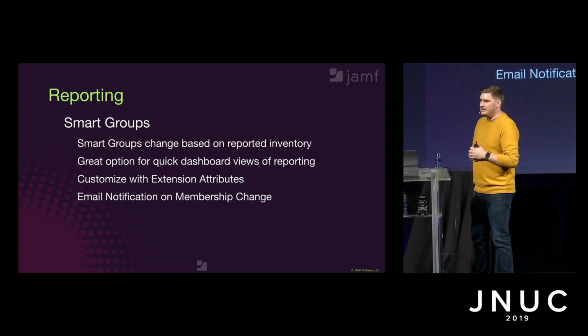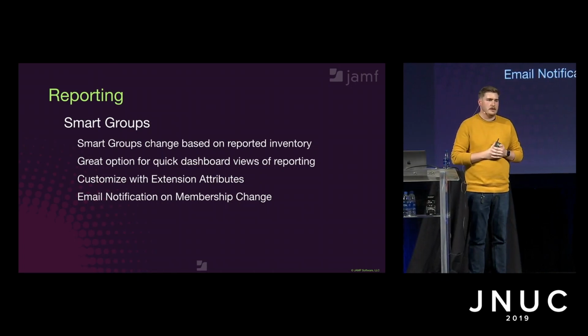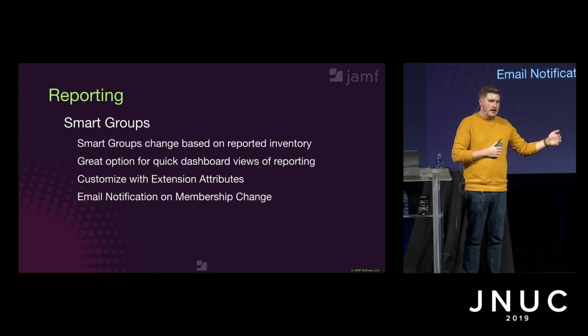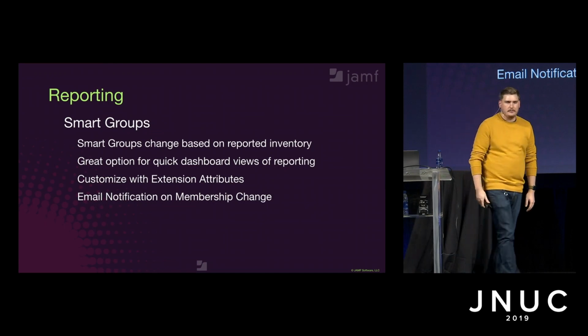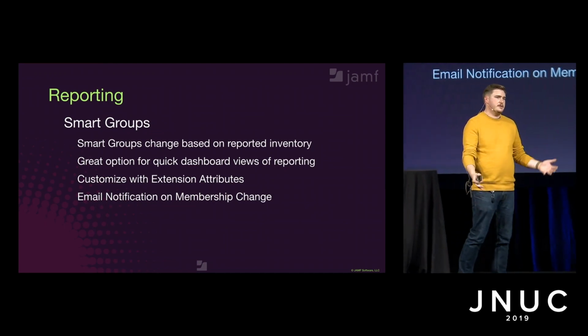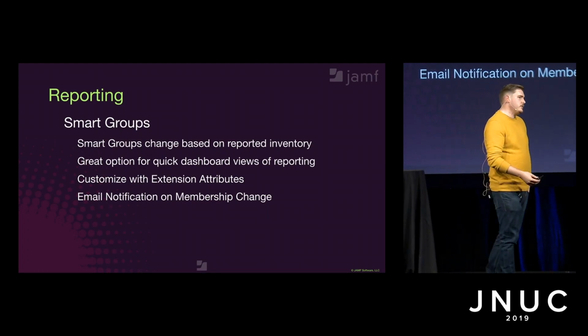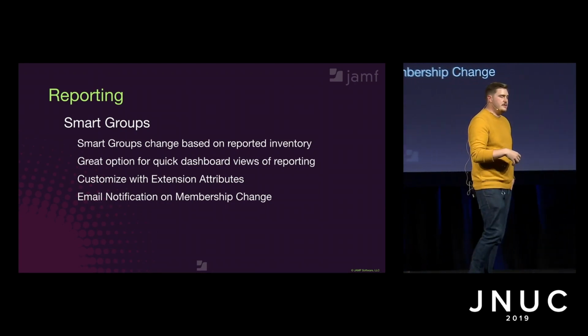But when we first look at smart groups, fundamentally, just to level set across the board, smart groups change based on reported inventory. That's the easiest way to think of it. So they are dynamic. They change based on, let's say, I have a machine that's on High Sierra. Lee has a machine that's on Catalina. We can see the reporting structure based on what operating systems they're on, given the logic that's been built out. It's a really great option for quick views. So if you want to just get a quick glance view of your environment, you can build them out into your dashboard and see what that looks like.